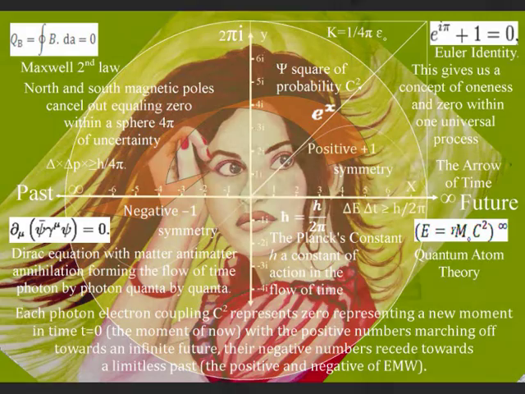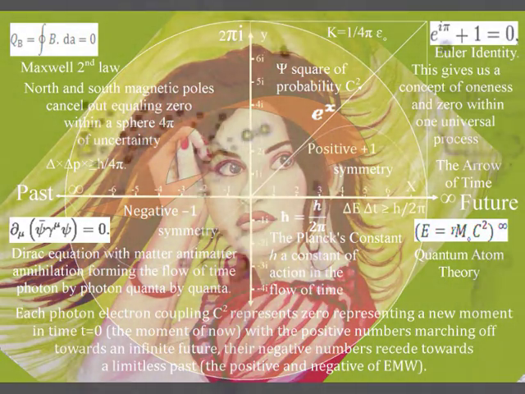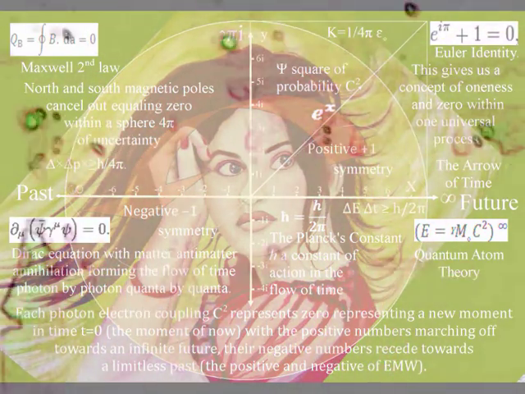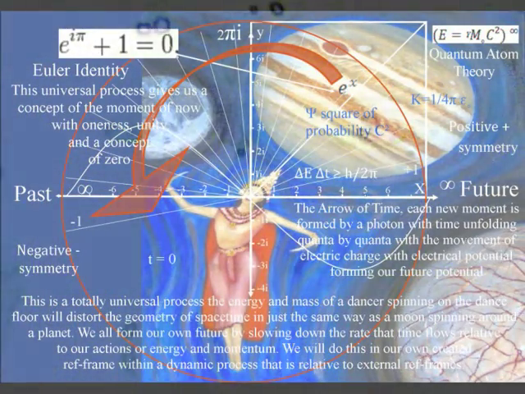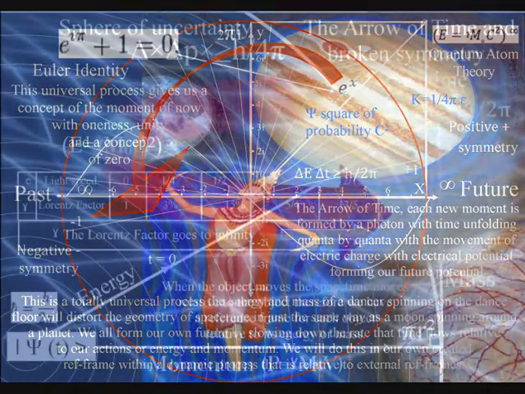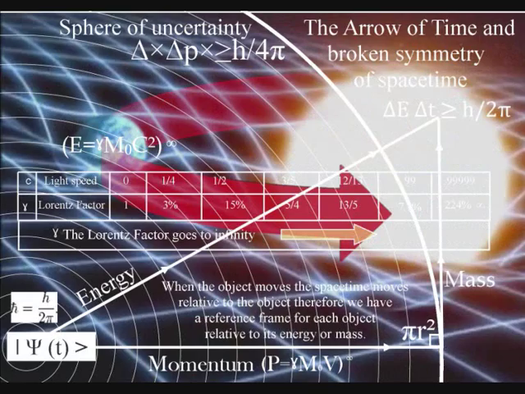If our eyes were more sensitive to the light waves, we would be able to see that everything is radiating light waves continuously, forming rainbows of color within a great dance of creation. The energy and mass of a dancer spinning on a dance floor would distort the geometry of space-time in just the same way as a planet spinning around a star.